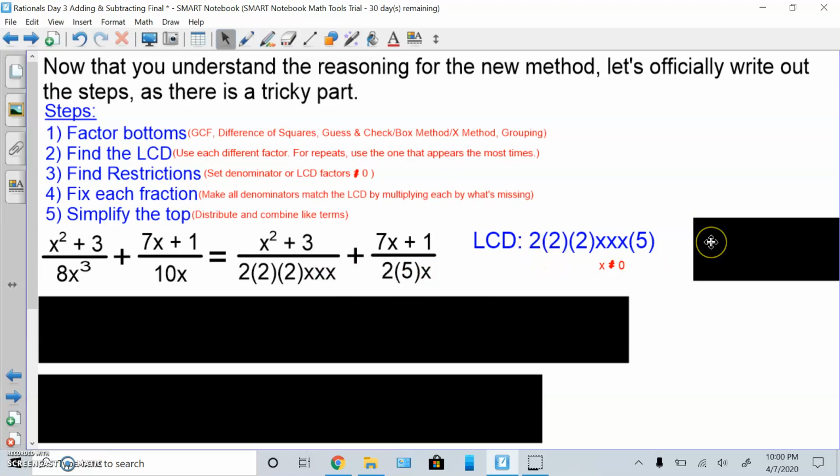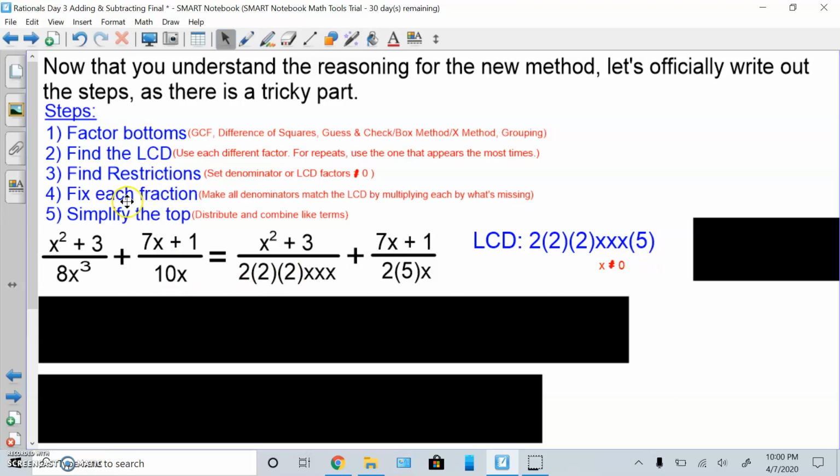Because it's going to be your final denominator in the end, you might as well find your restrictions now. Again, restrictions only come from letters. You skip the 2, skip 2, skip 2. This is x cannot be 0. Repeat, x can't be 0. Repeat, x can't be 0. And then 5 you skip. All right, so in our LCD, each fraction needs to have these 7 things.